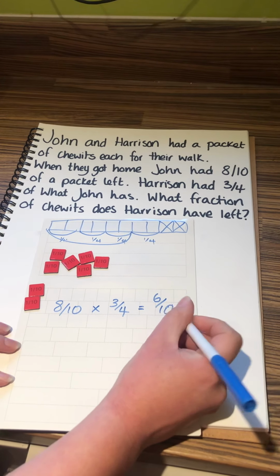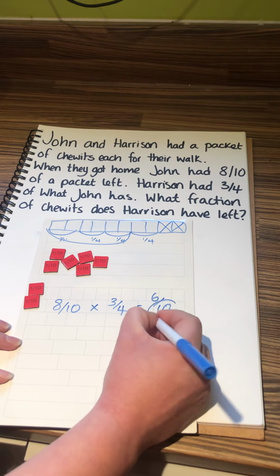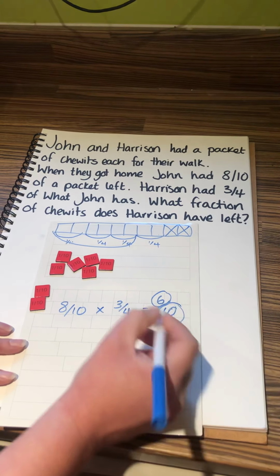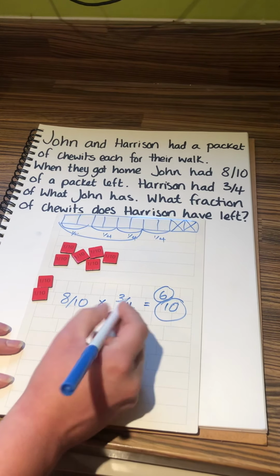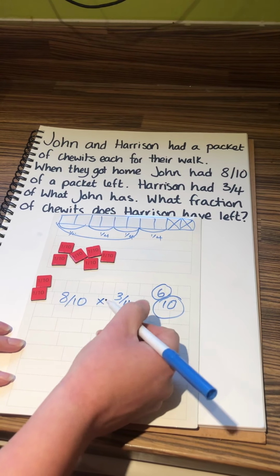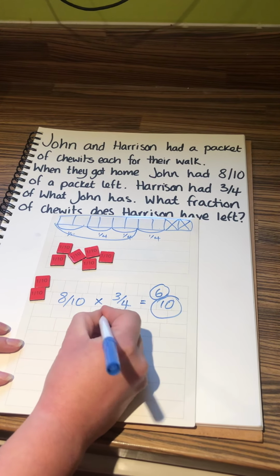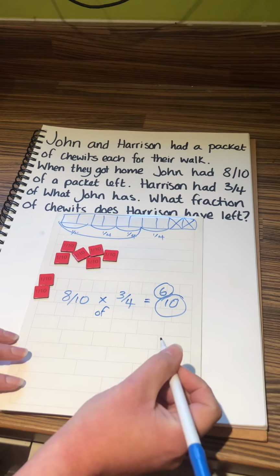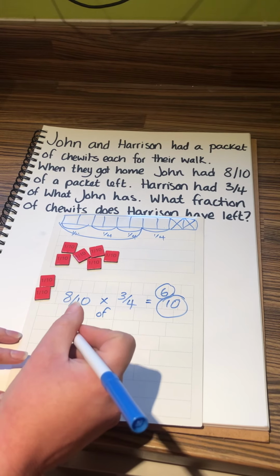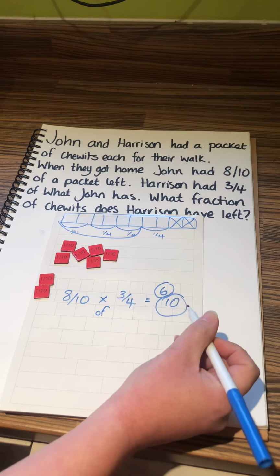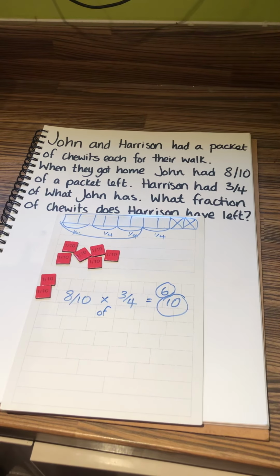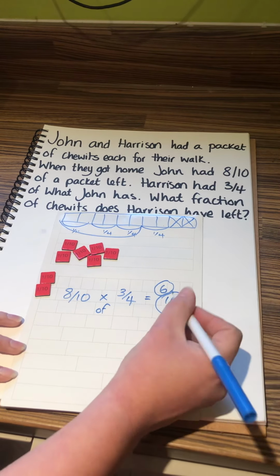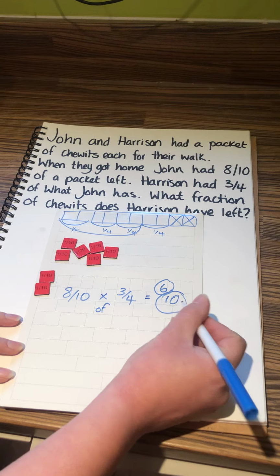Whilst we're looking at it, I'll ask them again, what's this bottom number, the denominator? What's this top number, the numerator? We're looking at the product, which in this instance is also of 8/10 of 3/4. Okay, so how can we simplify 6/10? Can anyone remind me what the word simplify means? Okay, it means to put it at its lowest denominator.